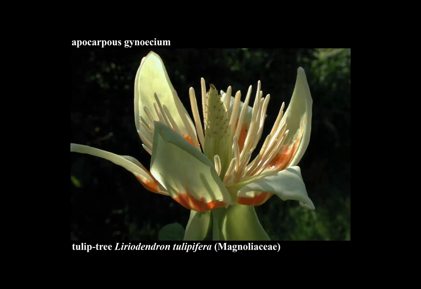So basically, if we think of a flower as being kind of like a branch, and branches have leaves that are separate and spirally arranged, that's kind of what some flowers are, especially the ones that have apocarpous gynoecia. And this is a plant called tulip tree.